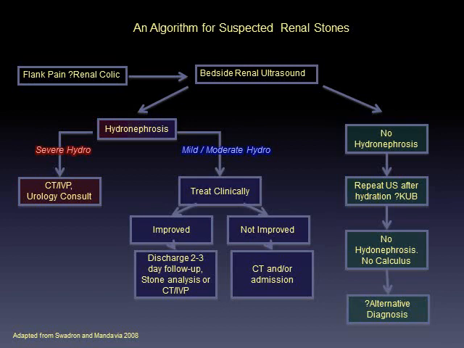If they're improved, this may indicate to you that there's not much more to be done in the ED. Then you can discharge them, remembering to get serial imaging at least at 2 to 3 days to ensure that that hydronephrosis you've identified is resolving or at least not getting worse. Clearly, if they're not improved, this may be an indication for admission or discussion with urology about a potential plan.